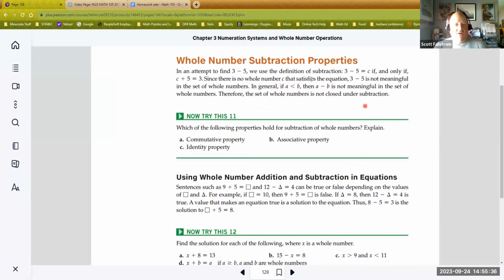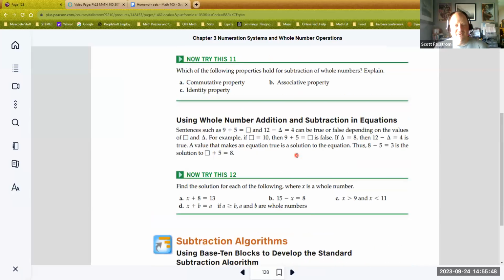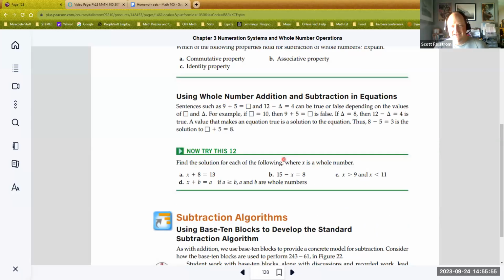Okay. All right. So if you've been paying attention, you probably heard a few of these things. Is there a commutative property, associative property, and identity for subtraction? This is a now try this, and it's up to you to figure out whether those are true. Up here, it does talk about closure. I'm not going to read that for you because it's only a couple sentences. I want you to understand, are the whole numbers closed under subtraction?